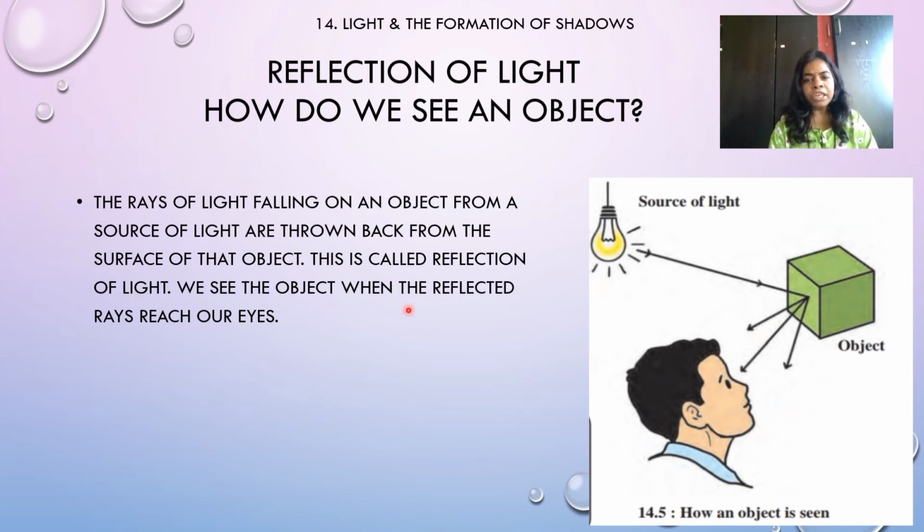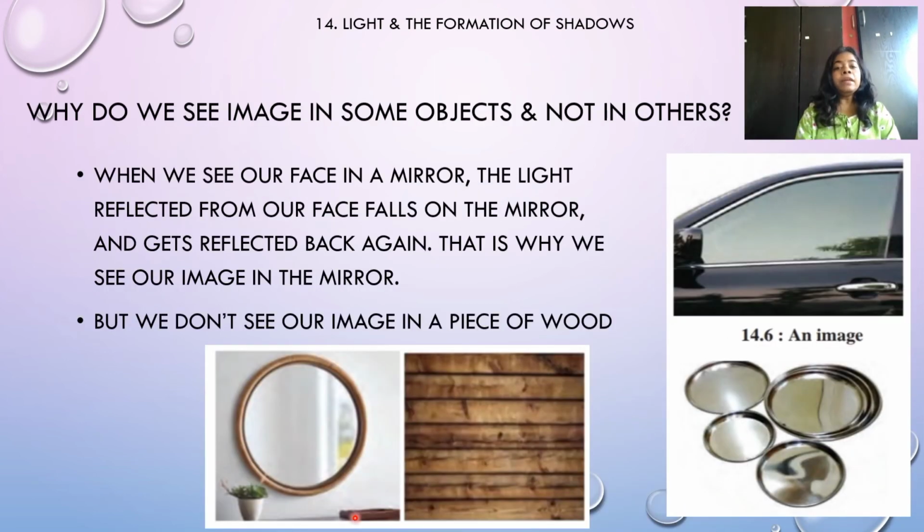We see the object when the reflected rays reach our eyes, and when some of the reflected rays, out of many reflected rays, children, when some of the reflected rays are falling on our eyes, we are able to see that object. So how do we see that object, children? When the rays of light from the source of light fall on the object and they are reflected back, and the reflected rays reach our eyes, we are able to see the object.